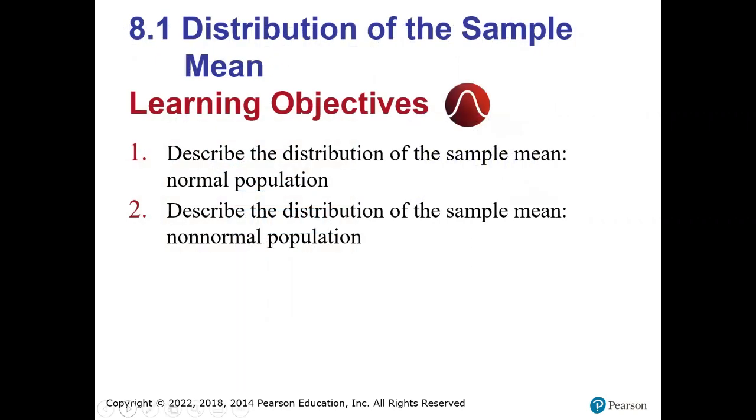The first thing we're going to do is find distributions about the sample mean. We will first start with a normal population and then show what happens if we have a non-normal population.